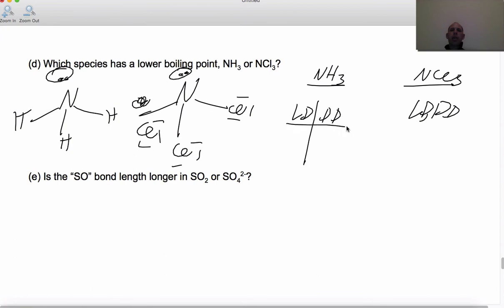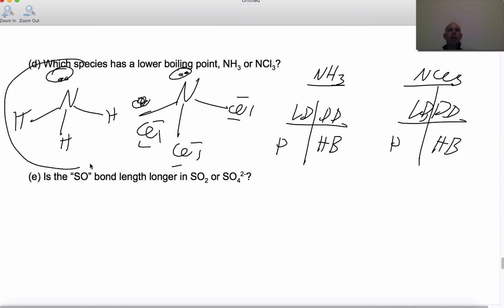We know that London dispersion is strengthened by polarizability, and dipole-dipole is strengthened by hydrogen bonding. We see that in NH3 there is hydrogen bonding, or the potential of having hydrogen bonding, because of the large dipole created with the N-H bond. Therefore, this thing does have hydrogen bonding. Therefore, NH3 has a higher boiling point. Thus, the molecule with a lower boiling point is NCl3.